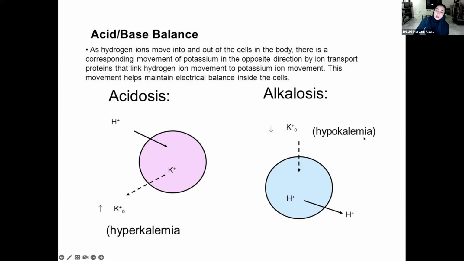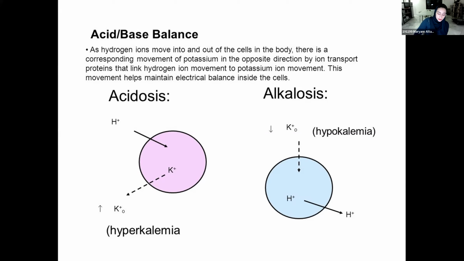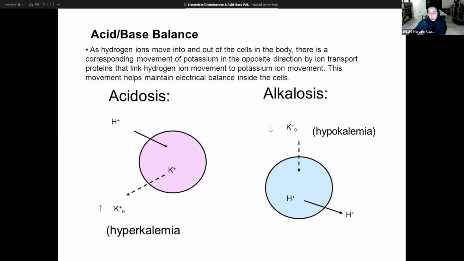And in alkalosis, it's the opposite mechanism. If you have an alkalosis or your pH is too high, there's not enough hydrogen ions, the opposite happens. The hydrogen is going to leave. Your body's going to say, okay, I lost one positive ion inside. I have to replace it. So your potassium is going to start to shift into cells. And this is just a very important thing that you guys understand from now, because you're going to see how this can play out in different cases.